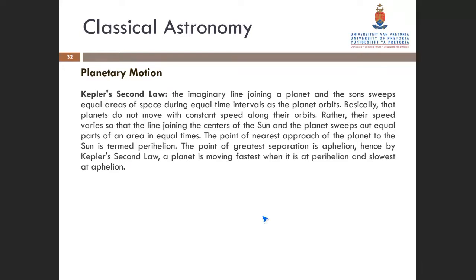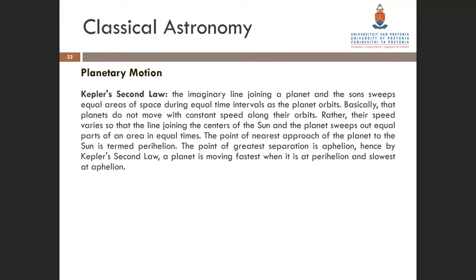So Kepler's second law, the imaginary line joining a planet and the sun sweeps equal areas of space during equal time intervals as the planet orbits. So basically planets do not move with a constant speed along their orbits. Rather, their speed varies so that the line joining the centers of the sun and the planets sweeps out equal parts of an area in equal times. The point of nearest approach of the planet to the sun is termed perihelion, and the point of greatest separation is aphelion. Hence, by Kepler's second law, a planet is moving fastest when it is at perihelion and slowest at aphelion.